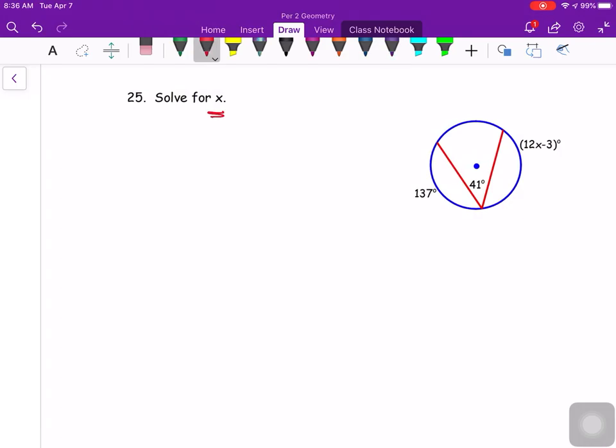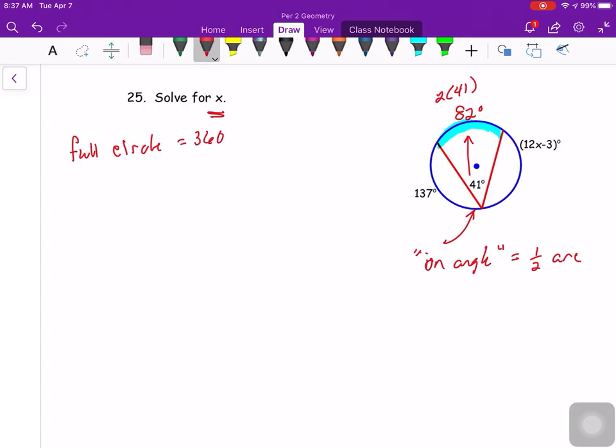The next one. Now, they ask us to solve for x. But first, let's find this arc out here. What we have here is an inscribed angle. An inscribed angle equals half the arc. So to go out to there, I have to take 2 times 41. So this would be 82 degrees.